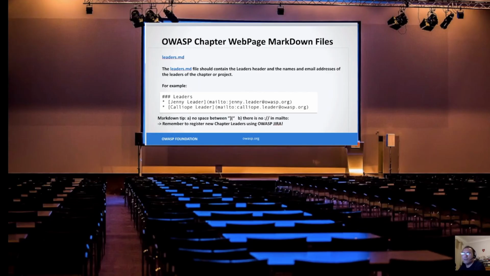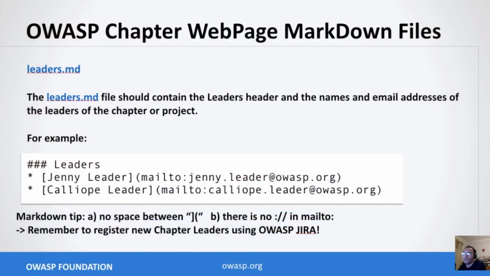Now that we've covered the index.md file, let's have a look at the other files. leaders.md is an important file because it should contain the names and email addresses of the leaders of your chapter. So here's an example of the leaders file. There you go, you've got the leaders header. Then you've got the name of the leader, say Jenny, and then you have the email address of the leader.